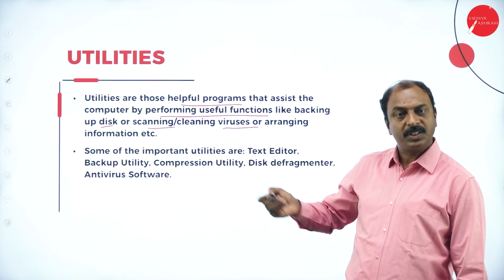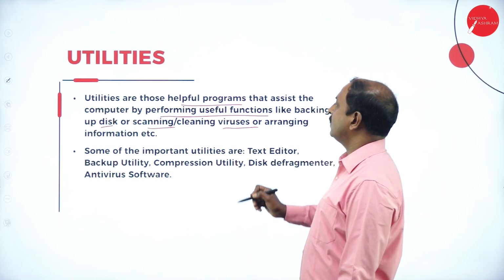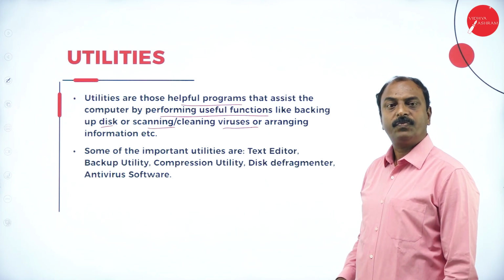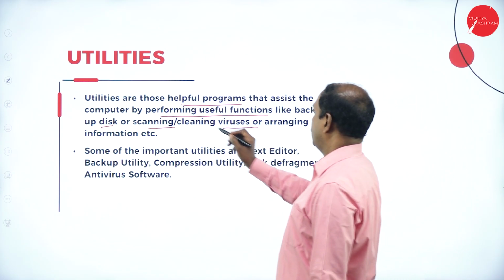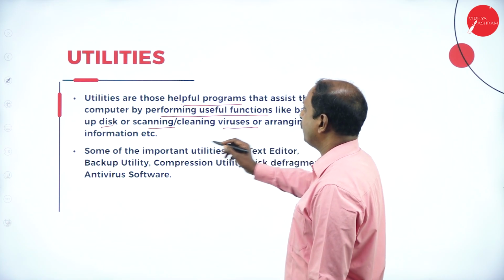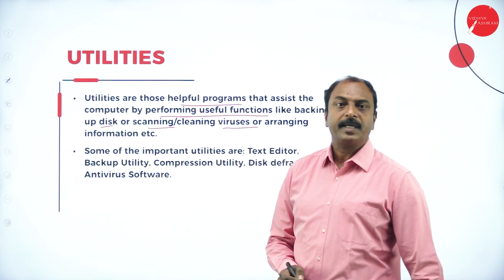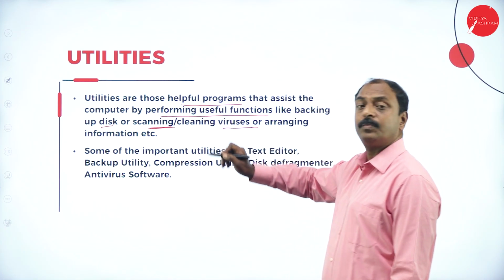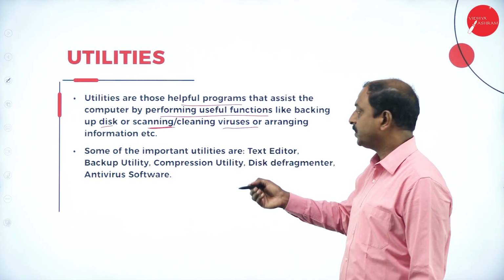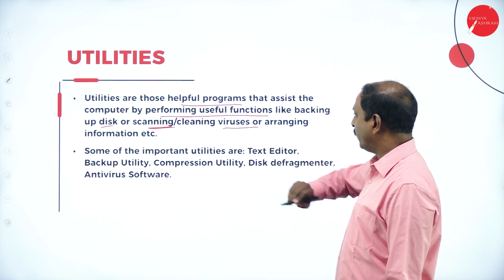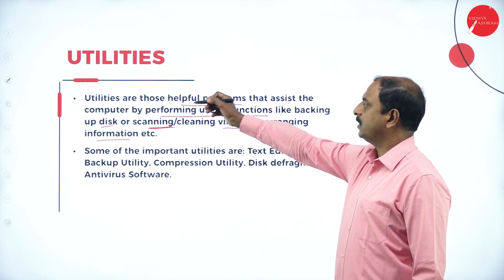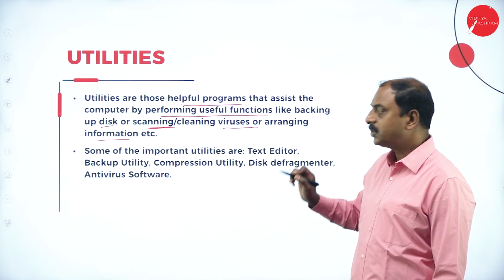See, what is utility software? It is a type of system software, and it helps the users or the computer with different programs performing useful functions like backing up disk. Backing up is a process or a function, and scanning of the computer hard disk is another type of function. Cleaning, that is for cleaning viruses, and arranging information in computer memory. These are all the functions of utility software.